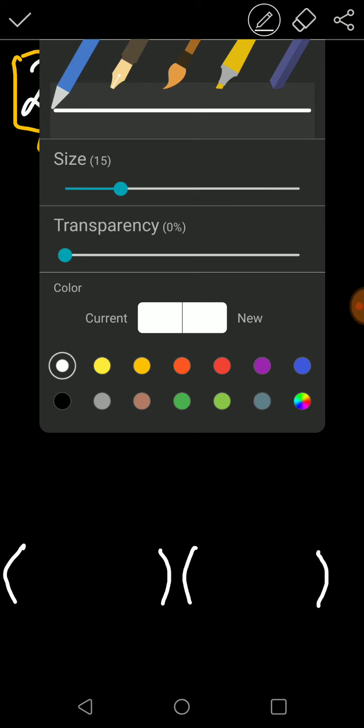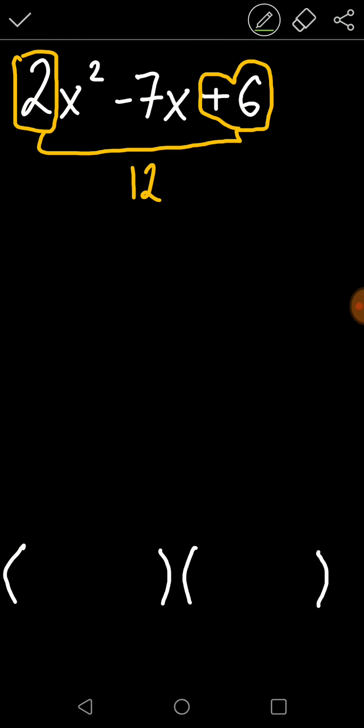So let's start listing those. Maybe it would be 1 and 12. 1 times 12 is 12. 2 times 6 is also 12. 3 times 4 also equals 12. Those would be positive numbers.